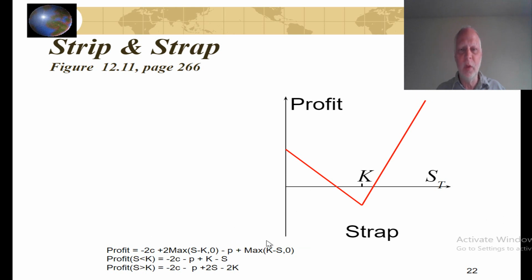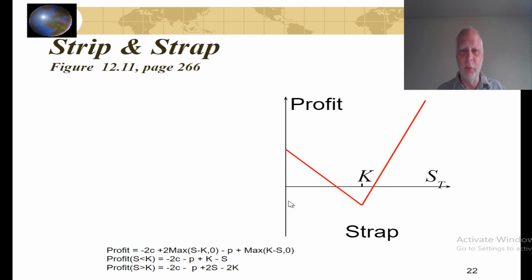For S less than K, in this region we get a payoff from our put, but our calls expire worthless, so we end up with minus 2C minus P plus K minus S. For the region S greater than K, our put expires worthless, but our calls pay off, and we get plus 2S minus 2K. Checking our transition points, if S equals K, both of the second terms go to 0, and we have our maximum loss of minus 2C minus P.